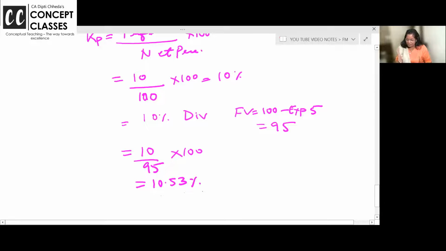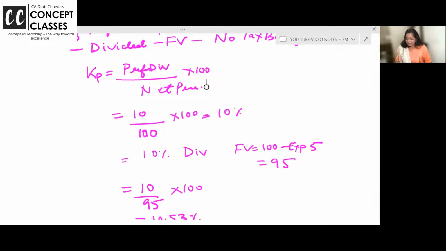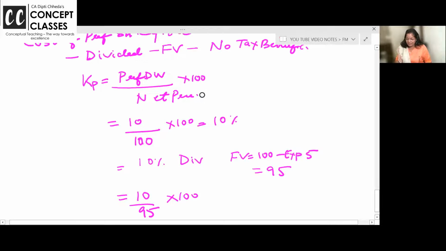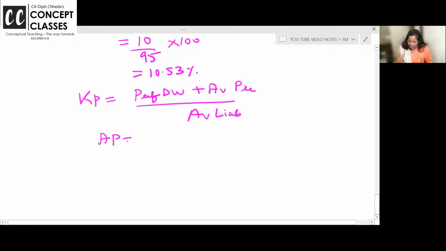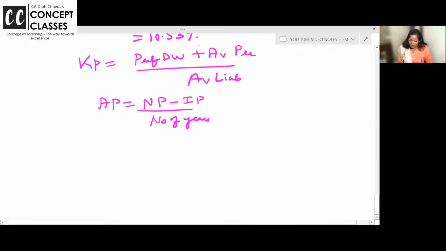चलो. So I want to share once again the screen. I hope this is clear for KP, cost of the preference shares: preference dividend divided by net proceeds into 100. Another formula, please write with me, KP: preference dividend plus average premium divided by average liability. And what is average premium? Net proceeds minus issue price divided by number of years. What is average liability? Net proceeds plus issue price.